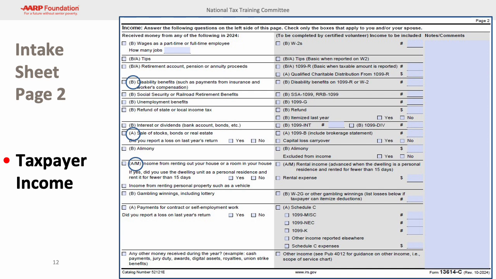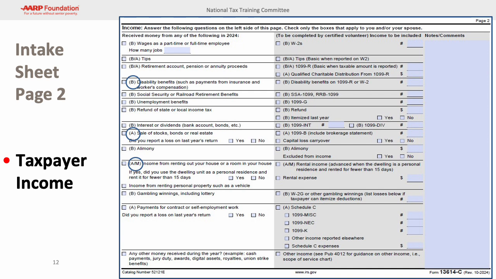Now, all Tax-Aide counselors certify at the advanced level, which includes the basic level. But we require additional military certification to do M returns. So if you're interviewing a taxpayer and you see an item checked for which you aren't certified, you'll need to discuss it with your local coordinator. If there aren't two counselors at your site who are certified for an item, it's out of scope for your site.